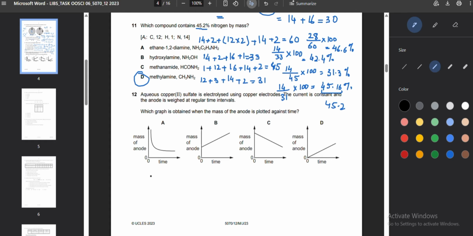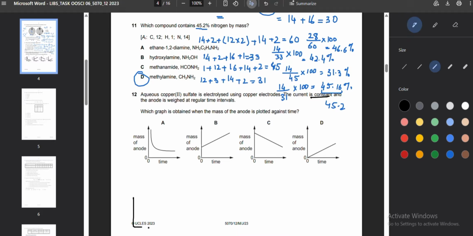Okay, question number 12. This is about copper 2 sulfate electrolyzed using copper electrodes, and the current is constant and the anode is weighed at regular time intervals. Which graph is obtained when the mass of anode is plotted against time?